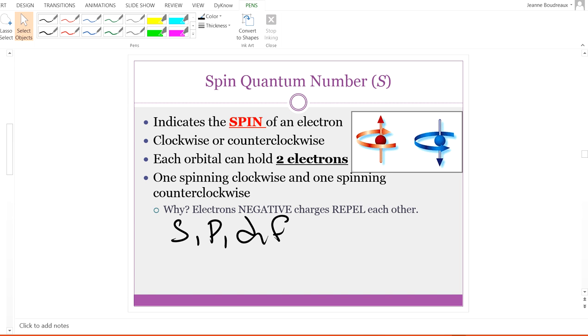Well, some of you might be wondering, why do they have opposite spins? Well, they have opposite spins because all electrons are negative and they repel one another. This repulsion results in opposite spins.